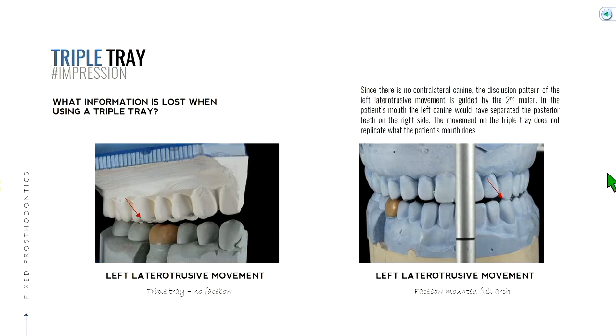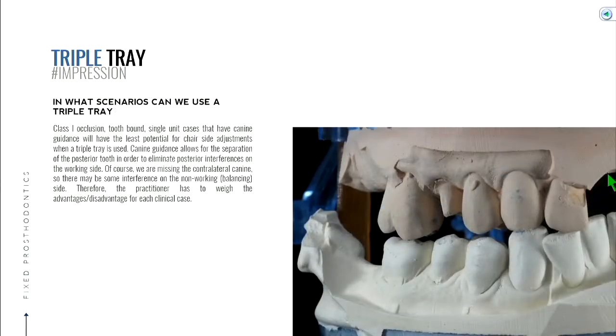Well, if you have canine guidance, that's one of the criteria we have in terms of, oh, it's okay to use a triple tray, because having canine guidance minimizes the chance of a lateral interference. When you have canine guidance, guess what? You've got a little bit of vertical space between the teeth, right? So look at the space or the clearance you have. Even if the movement of the jaw doesn't reflect reality, you're still in the clear, okay?